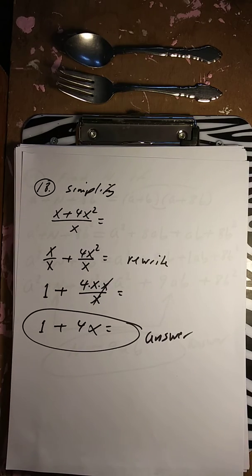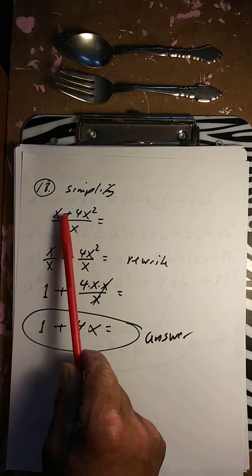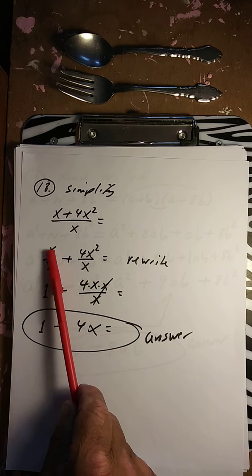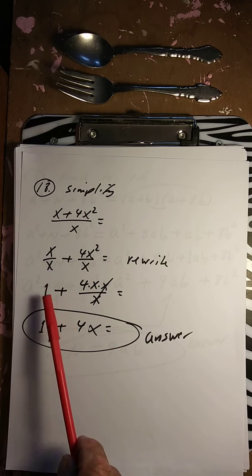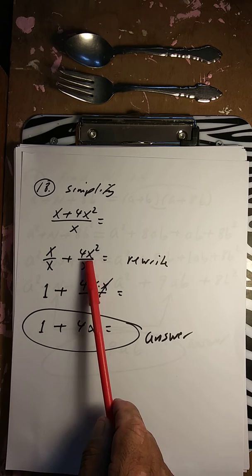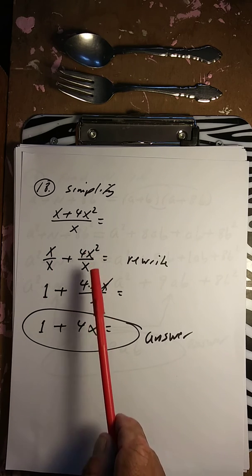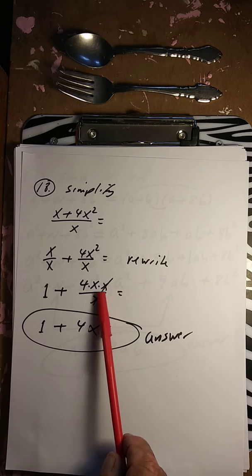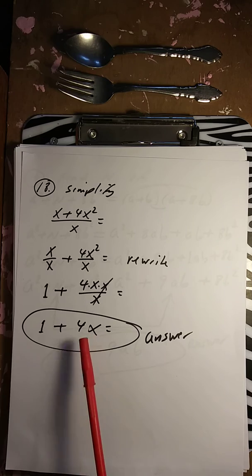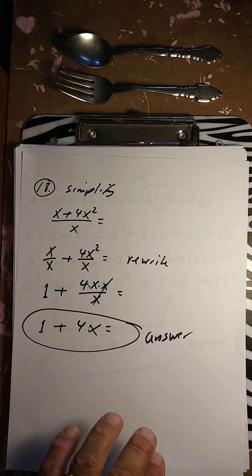Simplify this: x plus 4x squared over x. Let's write it as two fractions. So x over x plus 4x squared over x. x divided by x is going to be 1. Any number divided by itself is going to be 1. And in this one, x times x is x squared. So x and x cancel here. What's left over is 1 plus just the 4x. 1 plus 4x.